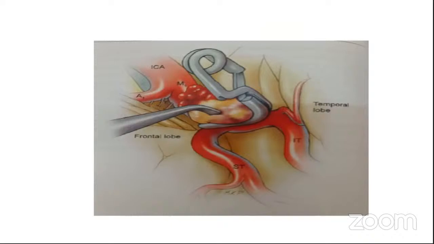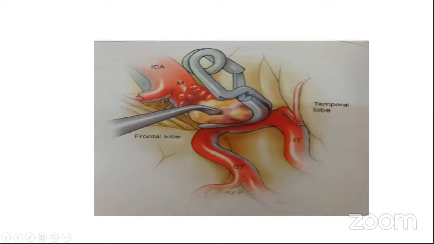And you can see this blade. This is perpendicular to the efferent arteriole and parallel to the efferent arteriole, which we have to identify before clipping of the aneurysm.